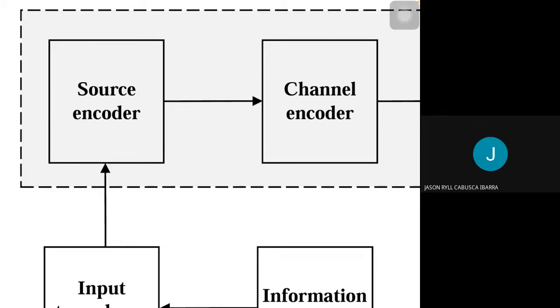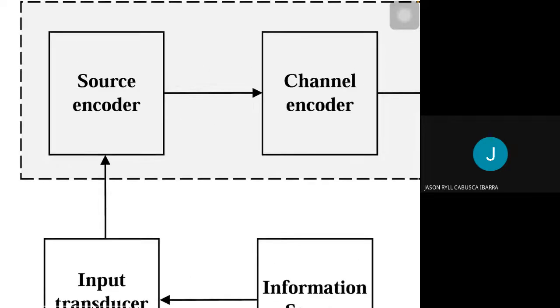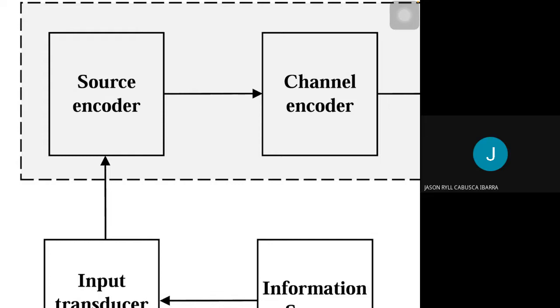The difference between the source encoder and channel encoder is that the source encoder would remove redundancies. So when we say redundancies, let's say for example, after the input transducer, and somewhere in between is an analog to digital converter, the information the source encoder receives is already in ones and zeros. So some bits of information would be redundant. And as we all know, bandwidth is limited.